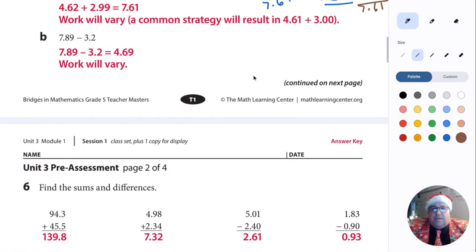And then with our subtraction here, again, line up those decimals. 7 and 89 hundredths minus 3 and 2 tenths. Just remember, we can always put a 0 if there's not a number there. Placeholder 0. Either way, 9 minus 0 is just 9. 8 minus 2 is 6. 7 minus 3 is 4. Okay? So just regroup as you need.